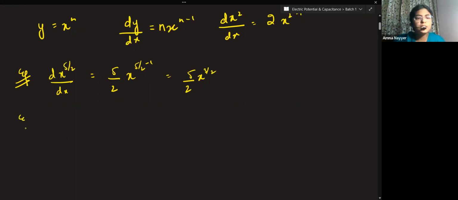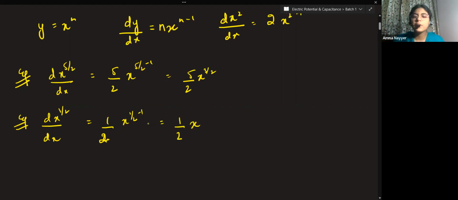Or if you have such a case, d of x where x has the power half. So half will come out. What is left now? x to the power half minus 1. So this becomes negative. 1 by 2 will be there, x to the power (1 minus 2) by 2, means minus 1 by 2. So this is minus 1 by 2.